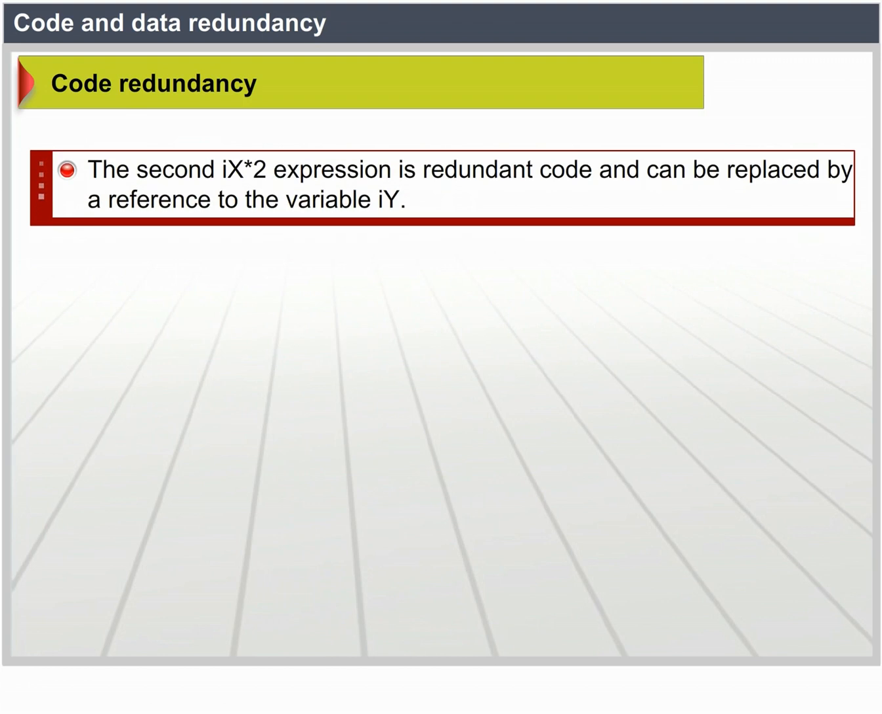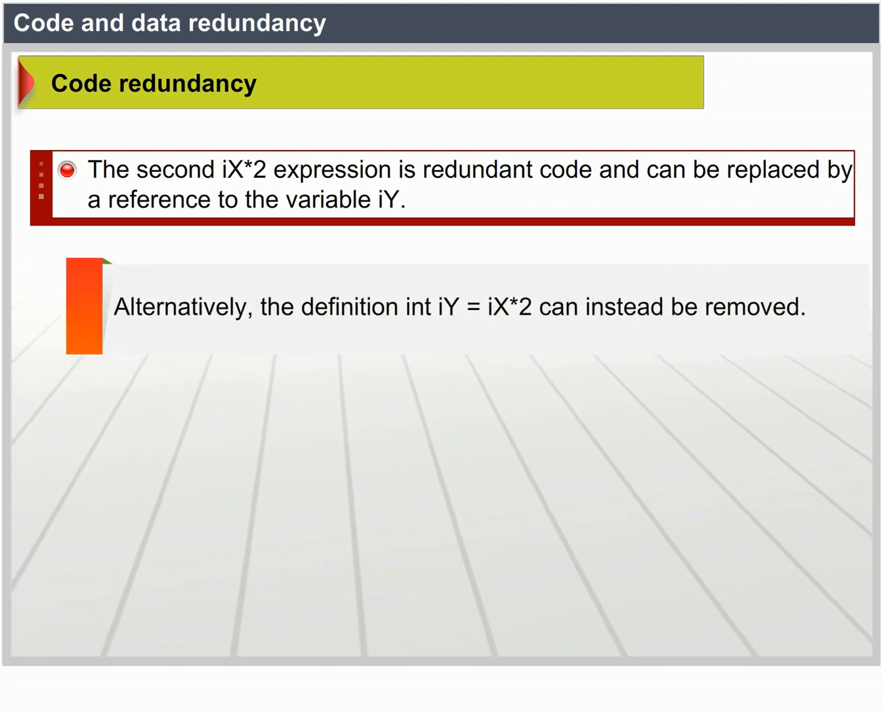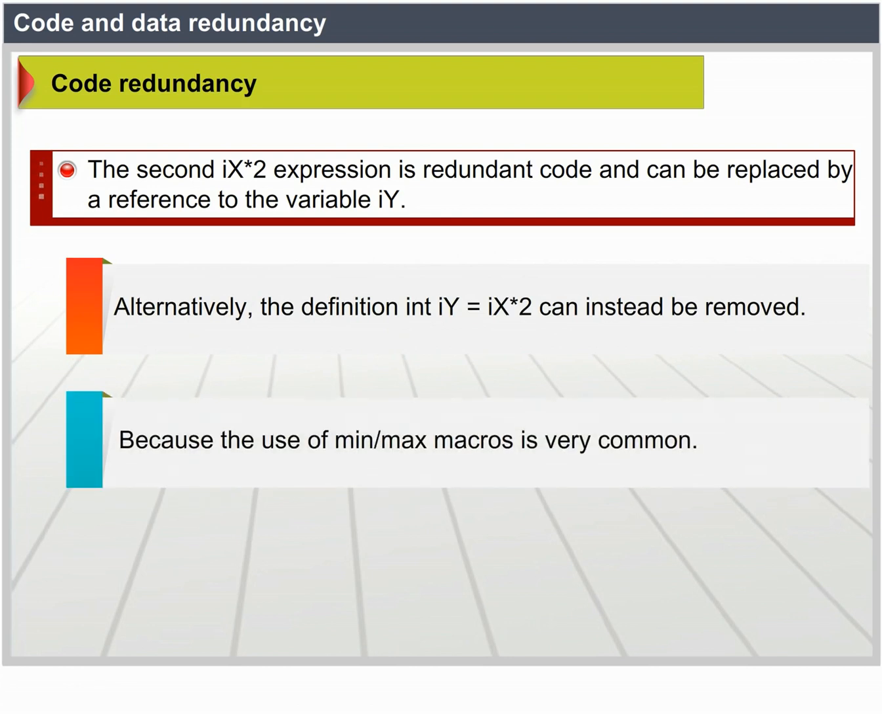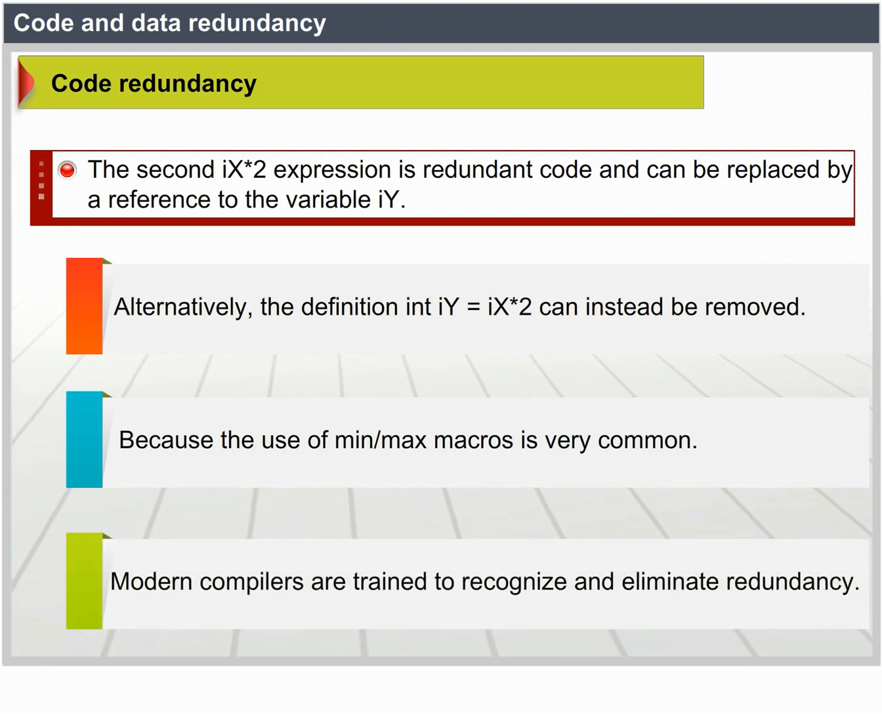The second ix * 2 expression is redundant code and can be replaced by a reference to the variable iy. Alternatively, the definition int iy = ix * 2 can instead be removed, because the use of min-max macros is very common. Modern compilers are trained to recognize and eliminate redundancy.